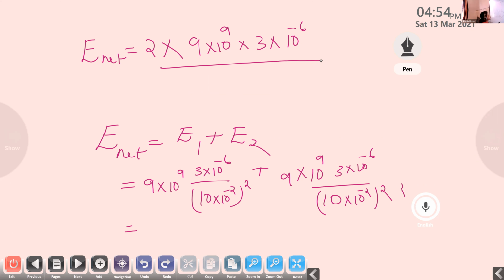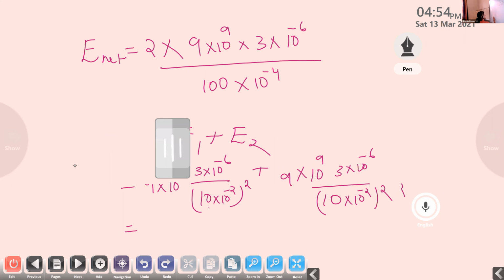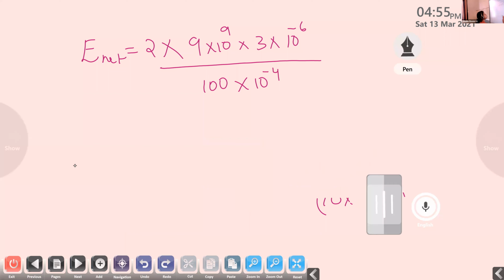So 2 into 9 into 10 raised to 9 into 3 into 10 raised to minus 6 divided by 10 into 10, that is 100, into 10 raised to minus 4. Okay. Now we can solve these terms. It becomes 9 into 10 raised to 9 and 3 into 10 raised to minus 6.